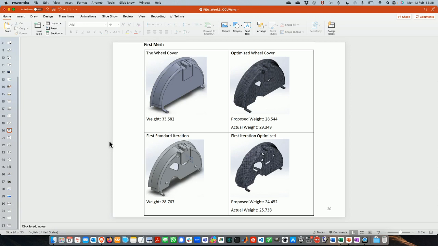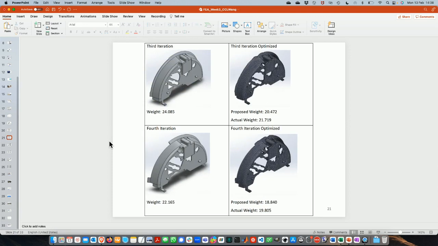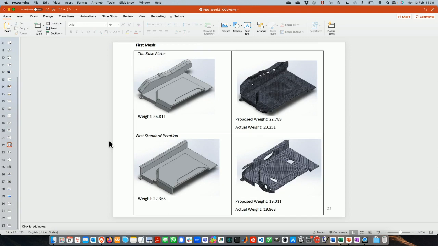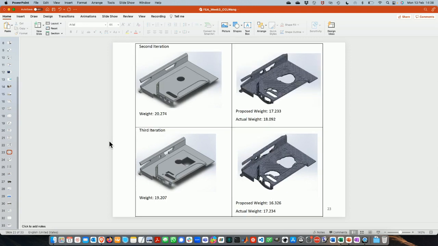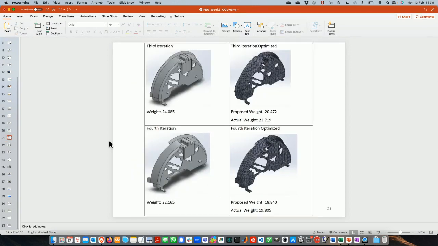But the whole critical thing is where to start deleting from, how to delete them, and so on. Right? So this is a very interesting application of finite element where you can use these things. So again, if you go to a third iteration and a fourth iteration and so on, you can see that the weight has come all the way down to about 19 kilos here for this wheel base, which is, we started at about 33, which is nearly a 50% reduction in weight, right?